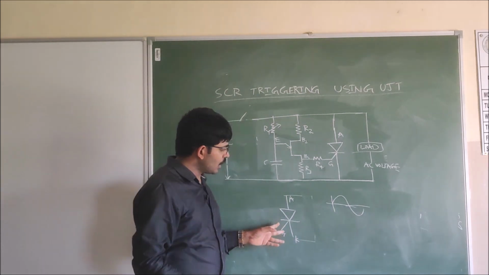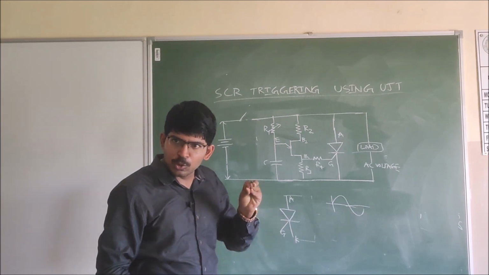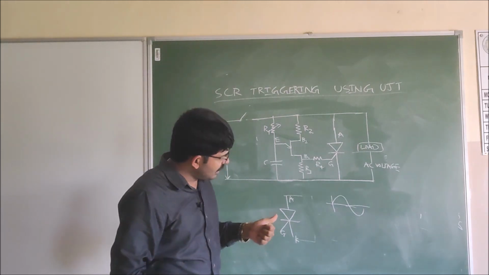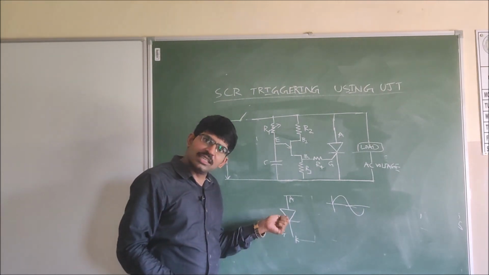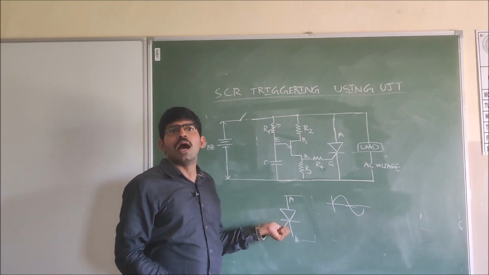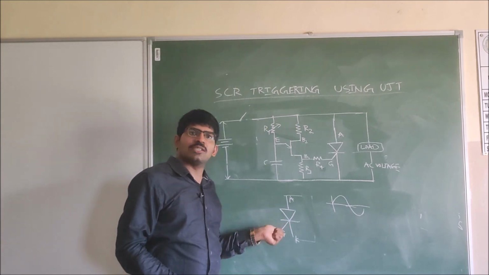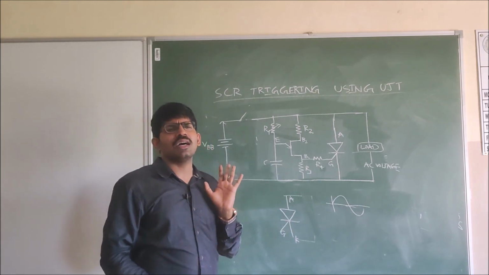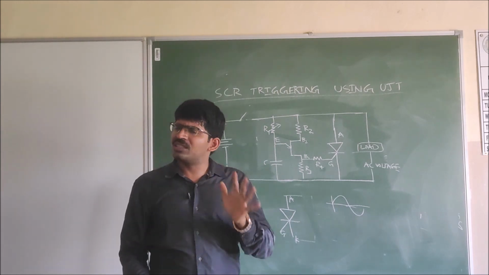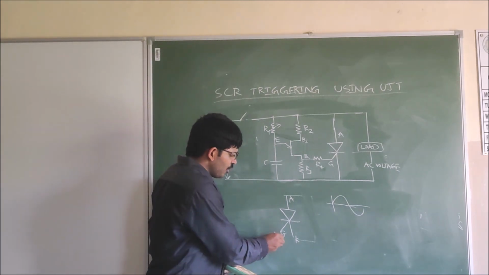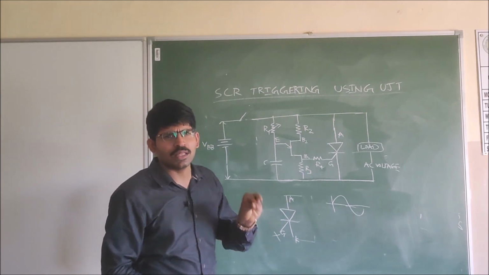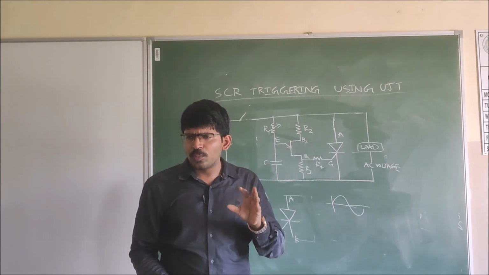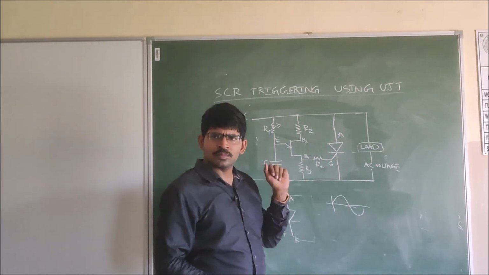Now, by using the gate terminal, we can trigger the SCR in two ways. Either we can give a DC voltage to the gate terminal, or we can give a pulse to the gate signal. In order to turn on the SCR, we require the gate. Once the SCR is turned on, even if we remove the gate current, the SCR will stay in the on state. The anode current of the SCR will be controlled by the external load.